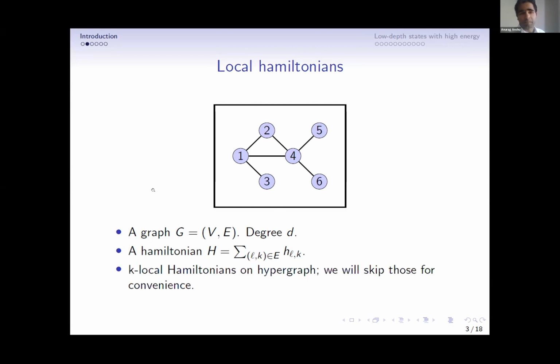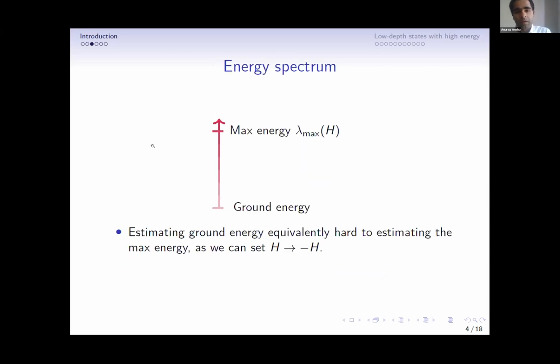In fact, much of the results in this talk also generalize to more than 2-local Hamiltonians, where we think about hypergraphs, and edges now become subsets of vertices, but I'll skip that for convenience. It doesn't lead to anything conceptually interesting so far.